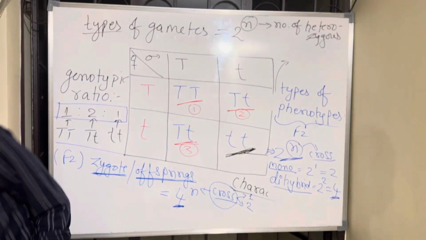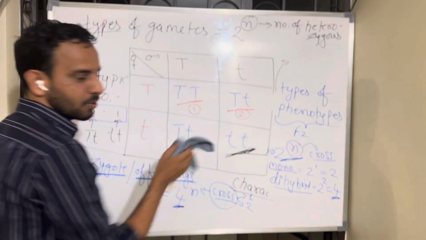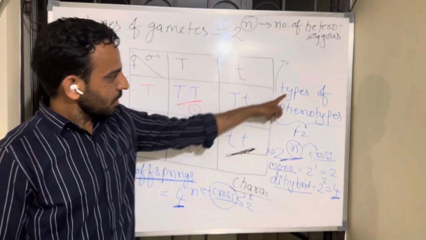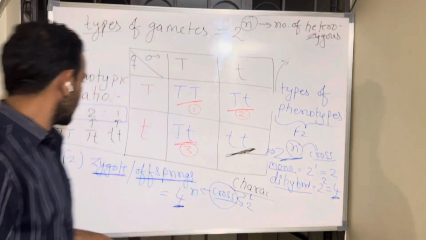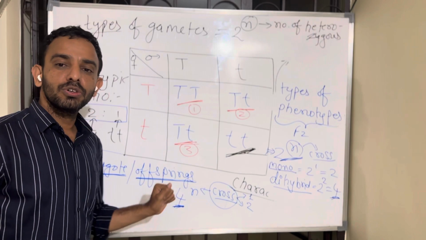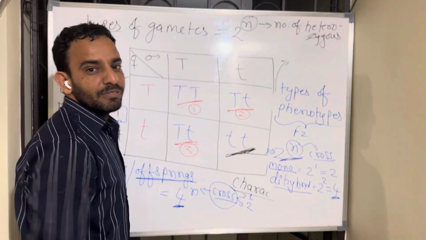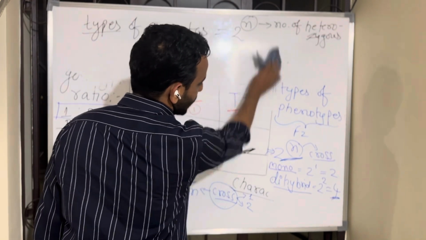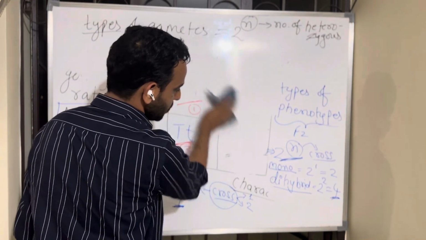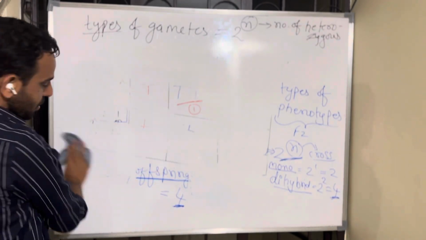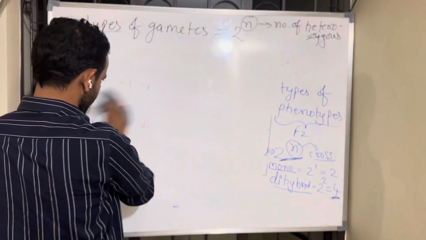Practically we take a dihybrid cross, I hope you are clear with this. So what is the types of gametes? 2 to the power n. What are the types of phenotypes? 2 to the power n. Types of genotypes? 3 to the power n. Zygote or offsprings? 4 to the power n. See, we will verify this. Types of gametes? 2 to the power n. Types of phenotypes? 2 to the power n. Genotypes? 3 to the power n. If you have doubt, you can pause and revise.